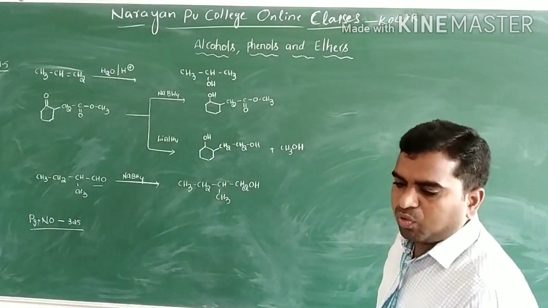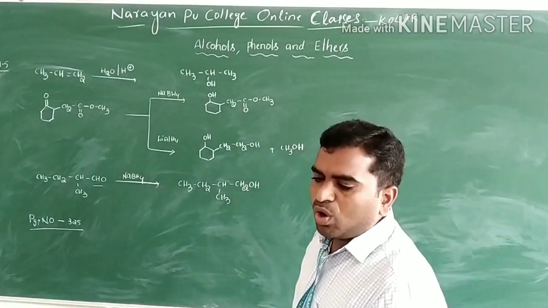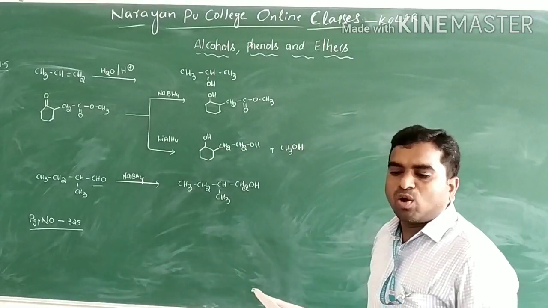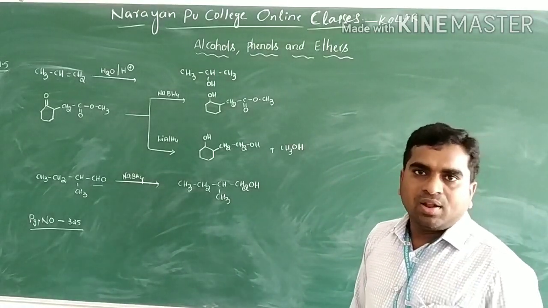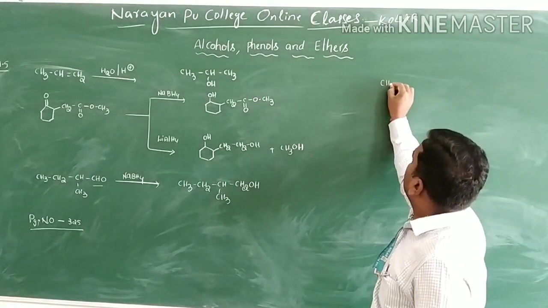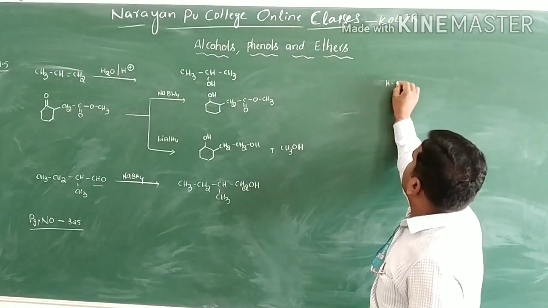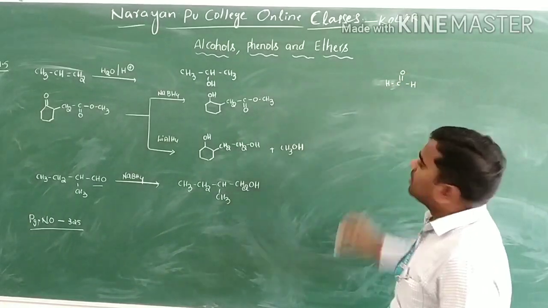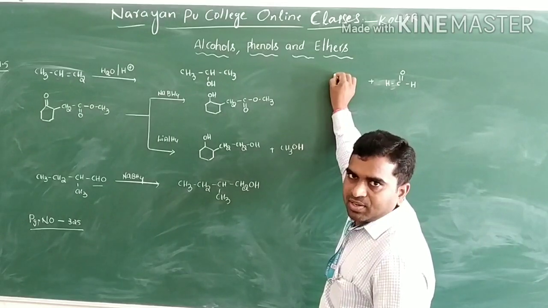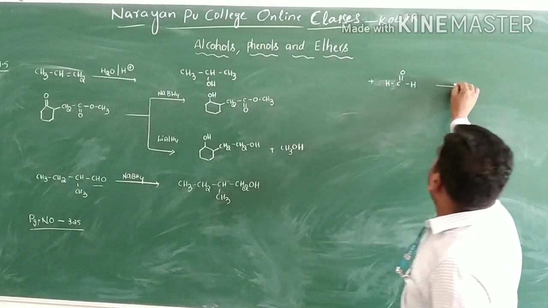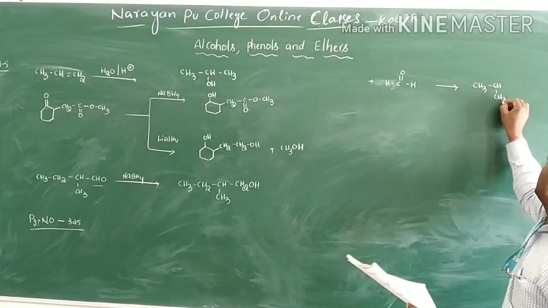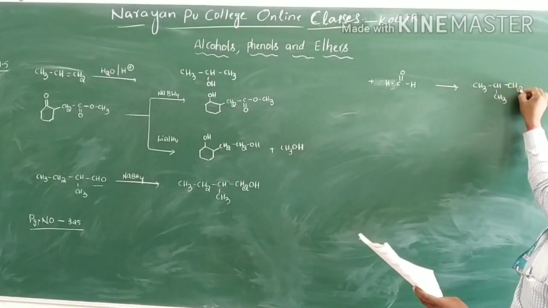And see 11.4, that you can easily do. Show how the following alcohols are prepared by the reaction of Grignard reagent on methanal. On which one here? Methanal. Methanal means what? Formaldehyde. This is H-C=O-H. By using this, you have to take the Grignard reagent and you have to prepare the first compound, which is CH3, CH3 and CH2OH.